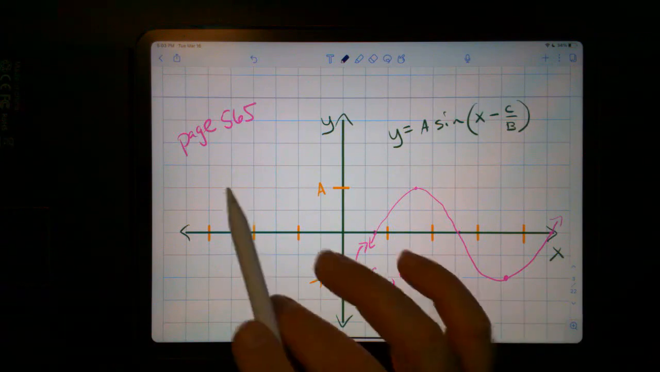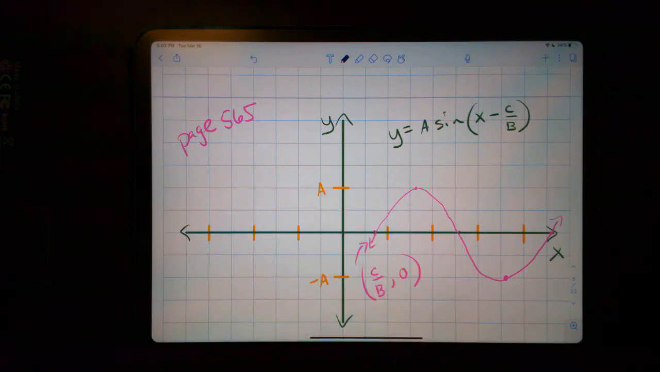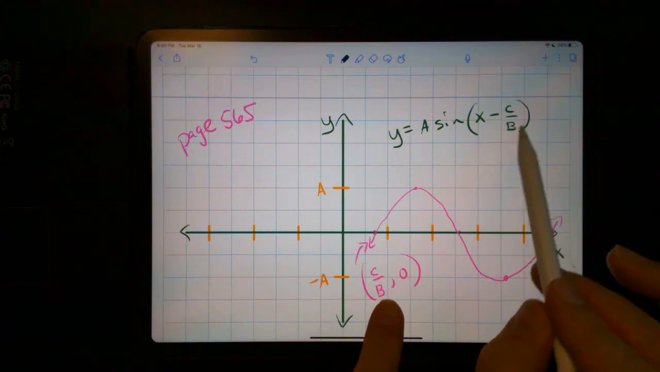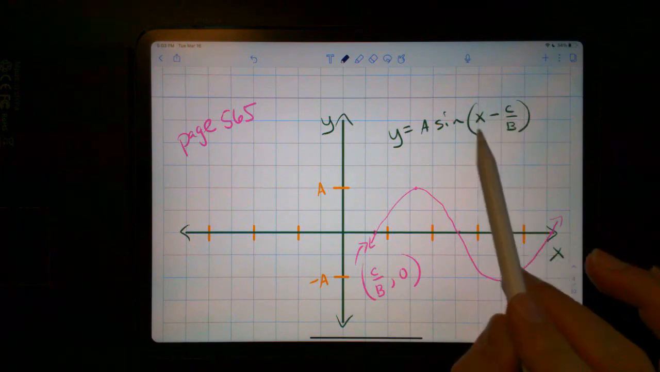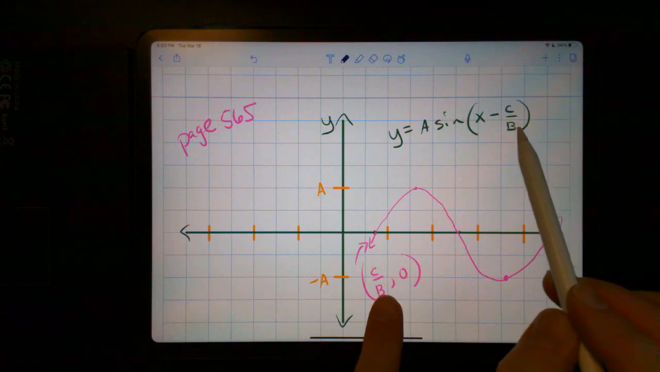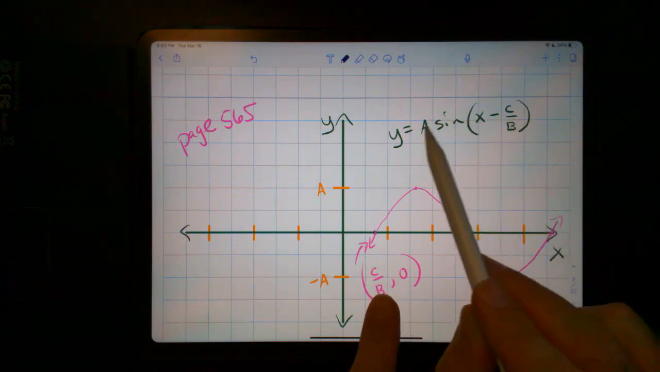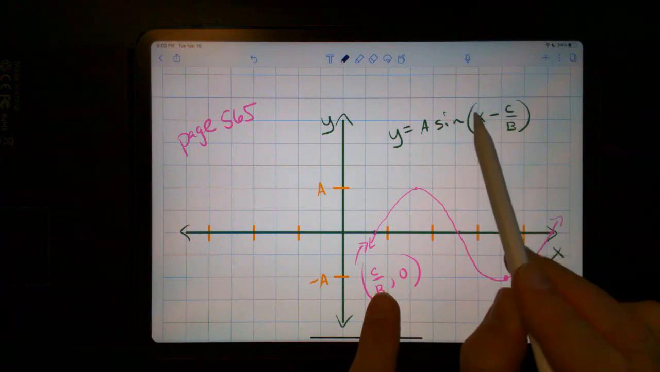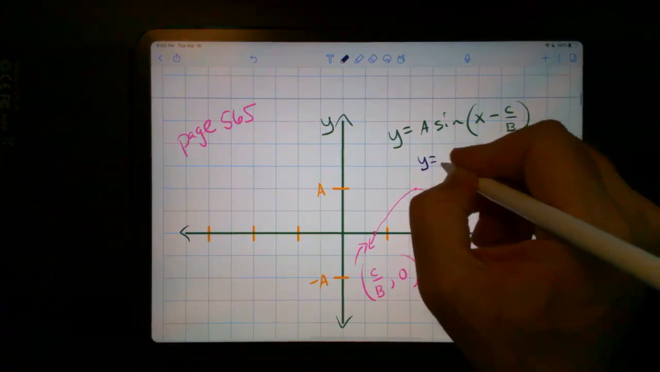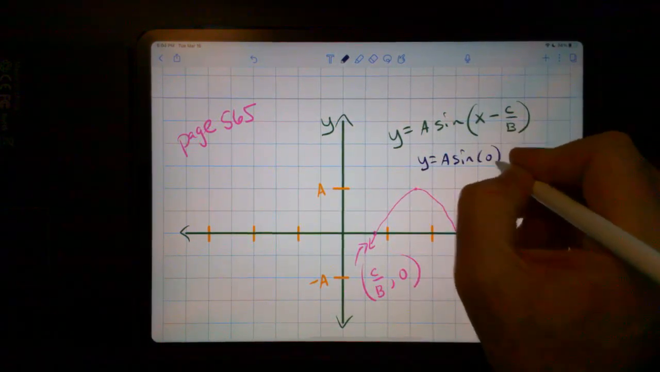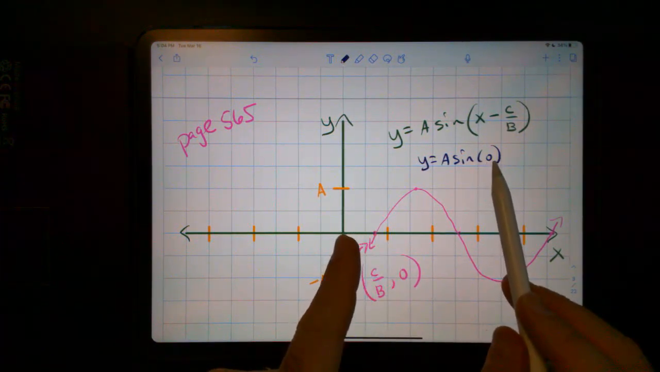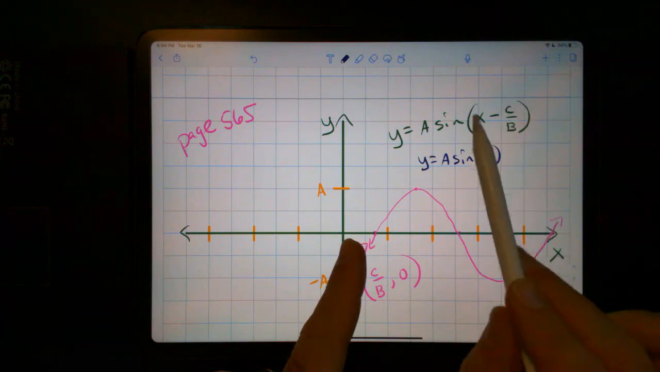We can add some twist. You can read about this on page 565. Your phase shift is going to happen at c over b. You want additive inverses. Notice when x equals c over b, you have y equals a sine of c over b minus c over b. That turns into y equals a sine of 0. Sine of 0 is 0, which would go through the origin. So you want additive inverses here.